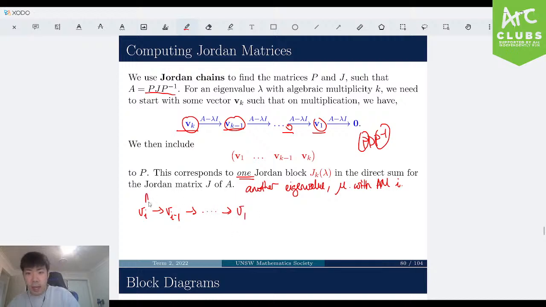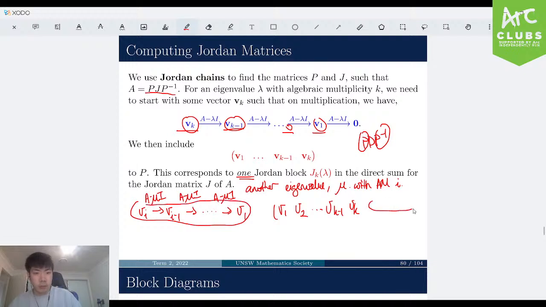And we have to apply a minus mu I each time, like this, okay? We have to repeat this entire Jordan chain process again. And once we get all our vi's, vi minus 1, all the way down to v1, we then add these vectors to our matrix P. So our matrix P might now look like v1, v2, and so on, all the way to vk minus 1, vk. And then we will also have all of these vectors appended to this matrix here.